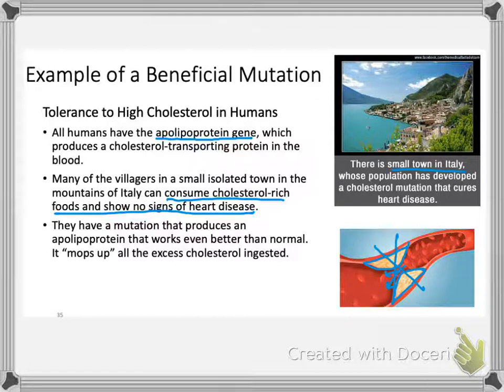Okay, and they did genetic testing, and they found that this population had a mutation that produces an apolipoprotein that works even better than normal. So basically, it gets all the cholesterol, and it removes all the excess cholesterol from your body, so you never get plaques. And so basically, they developed an immunity to heart disease. And because this town was basically isolated in the mountains, everybody kind of reproduced together. And so this mutation was passed from generation to generation, and it became really common in this little small town. And so there's this town that can survive heart disease. It's pretty cool.